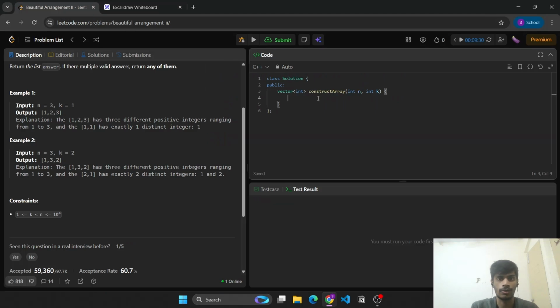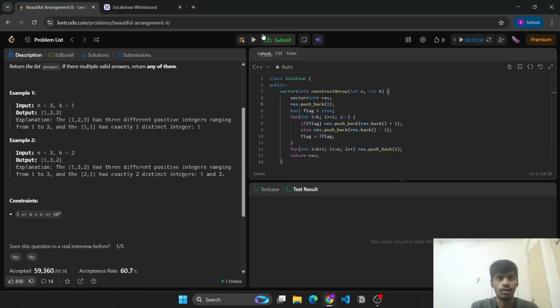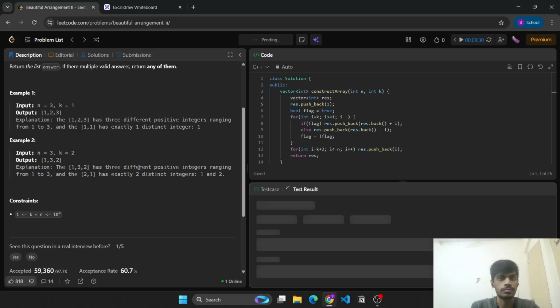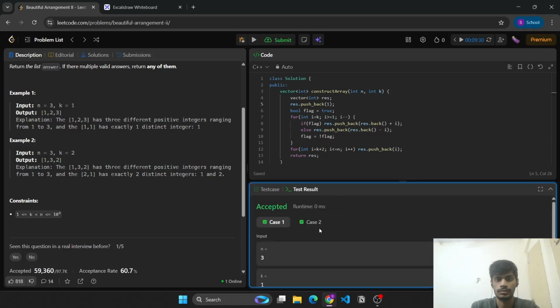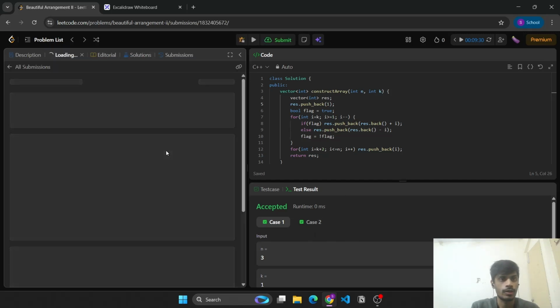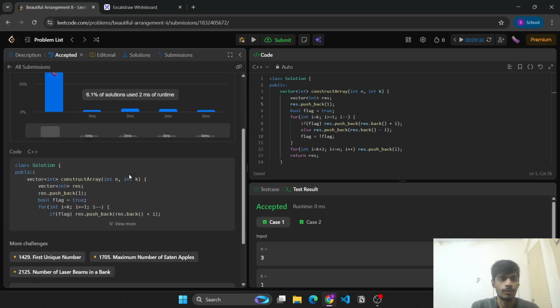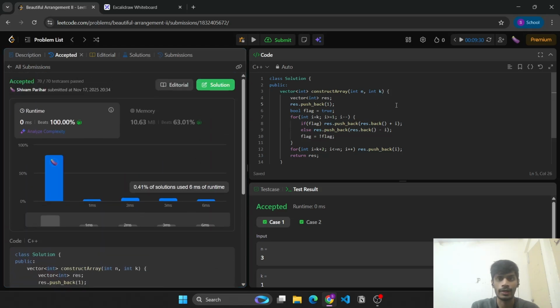So I will just try to execute the code here. This runs fine, and it also beats 100% of the users, and the time complexity is big O of n only.